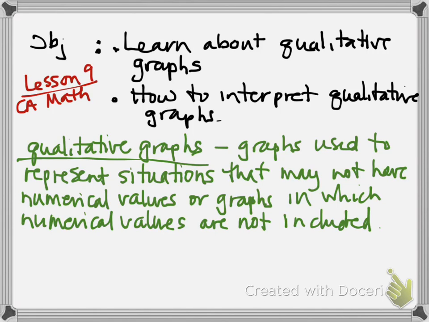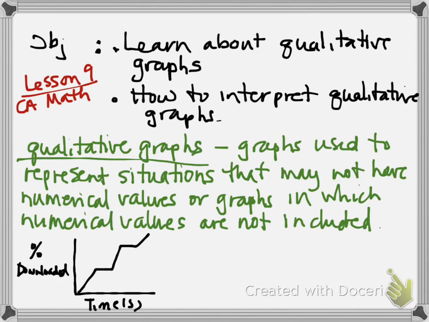So the one graph that you guys just did would look more like this. Let me go back to black. Where you would have time here in seconds, and then you could have percent downloaded here. No numbers on the axes, but you would show the relationship that existed. Okay. Yeah, that's from what we just did on the first page. So what's missing is there's no numbers on the actual axes.